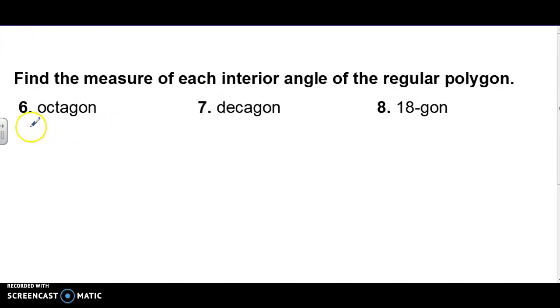So an octagon has 8 sides, so to find the sum of the interior angles, we will do 8 minus 2 times 180, which will give us 6 times 180, which is 1080. So all of the angles added together of an octagon add up to 1080. Well, if each angle is exactly the same, and there are 8 angles, because there's the same amount of angles as there are sides, we would divide 1080 by 8. And when we divide 1080 by 8, we get 135 degrees.